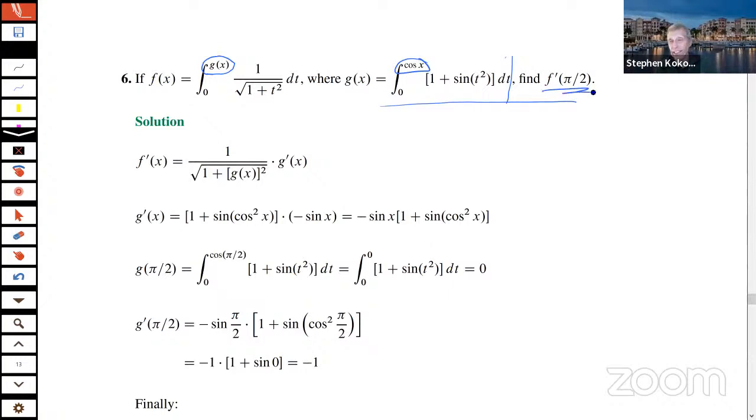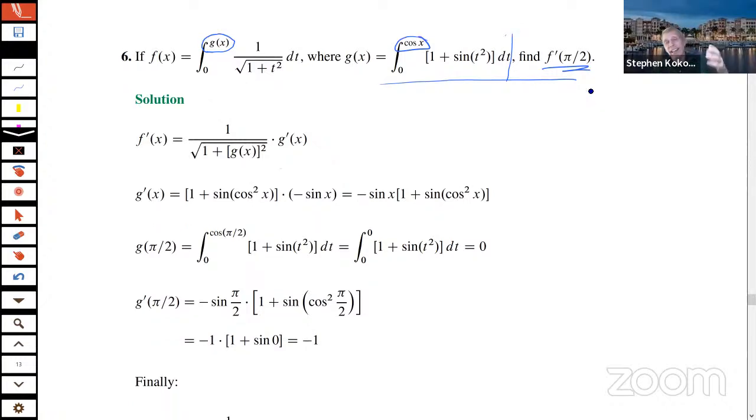Yikes. Holy Toledo. Yeah, this is a good challenge problem. I like this one. So the first thing I'm going to do, when I look at this, my intuition says I'm going to find an expression for f prime first because I've got to find f prime of pi over 2. That's not so bad.